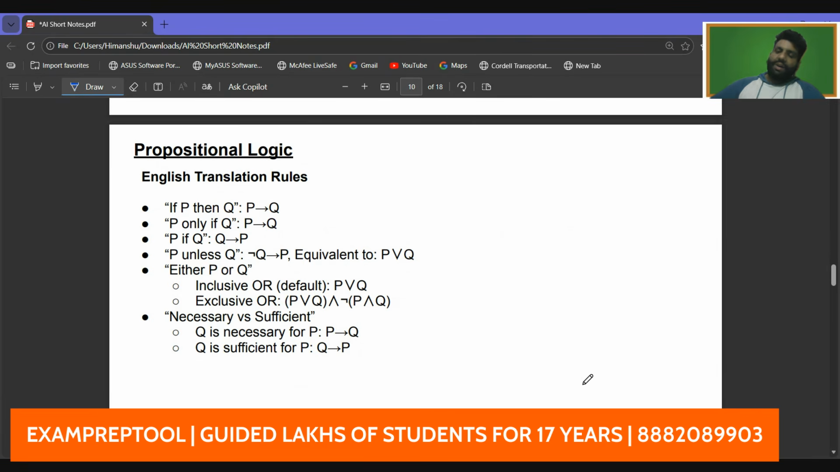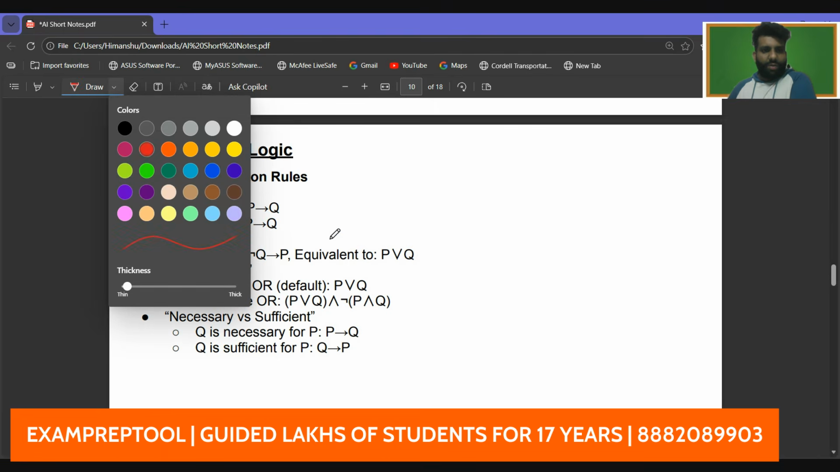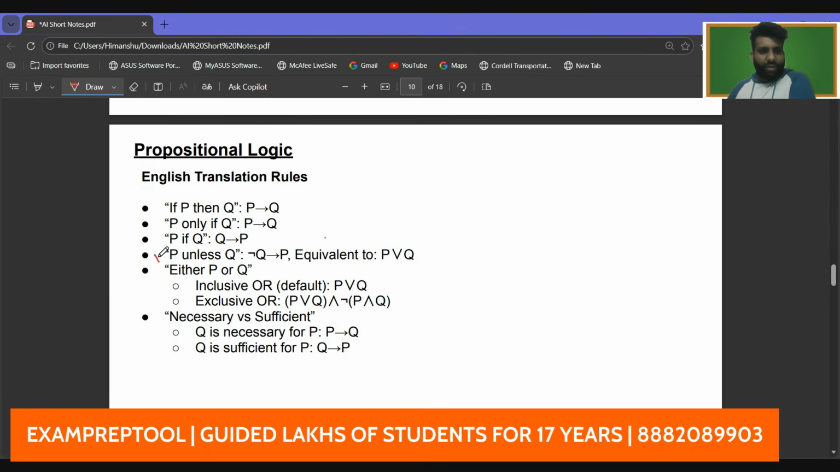So simple translation rules with respect to the propositional logic. Very specifically, I would like to focus on this one. This is very important. There had been a question, and though it was for GATE computer science, it's really important.